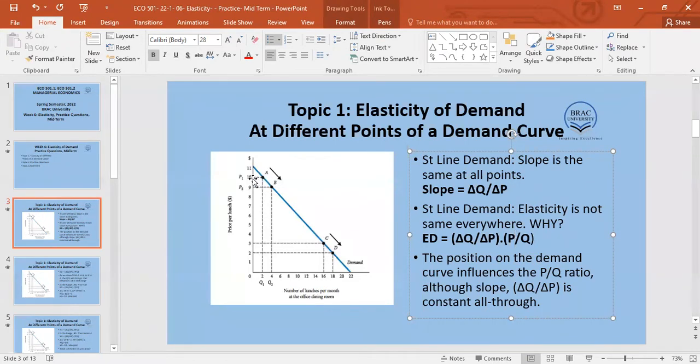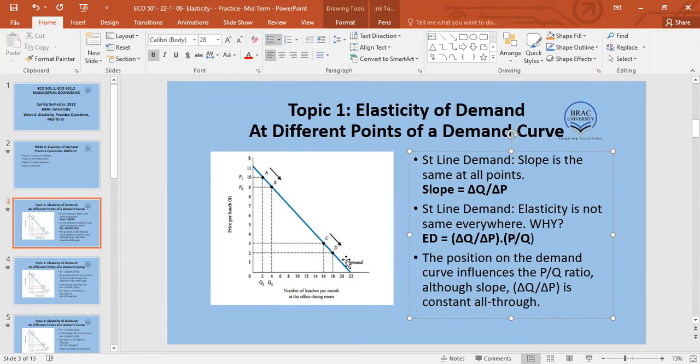If we look at point A, look at the ratio between P and Q. P is 10, Q is 2. So P by Q at point A is 10 by 2, which is equal to 5. Look at point C. The P by Q ratio is 3 divided by 16. Different, right? Yes, sir. If we look at point D, it's 2 by 18. A different P by Q ratio. If we look at point B, it's 9 by 4. Another different ratio. So what conclusion can we draw from here?